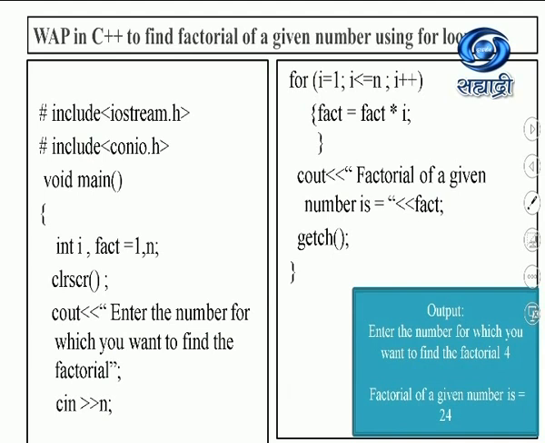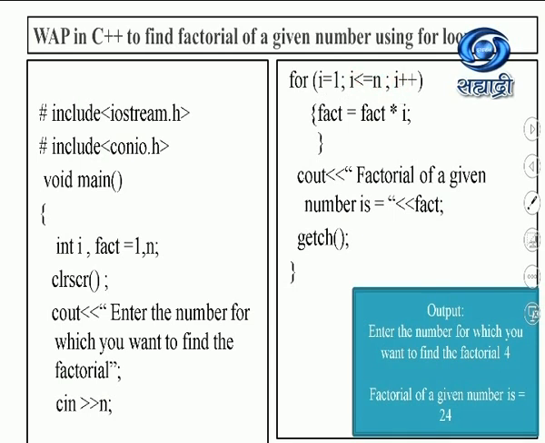So I want to find the factorial of 4. Now let me tell you what the factorial of any number is. It is 1 into 2 into 3 into 4, up to the number you reach. So for 4 it is going to be 1 into 2 into 3 into 4. For 5 it will be 1 into 2 into 3 into 4 into 5. So this is how you find the factorial. Now I will show you how to iterate.